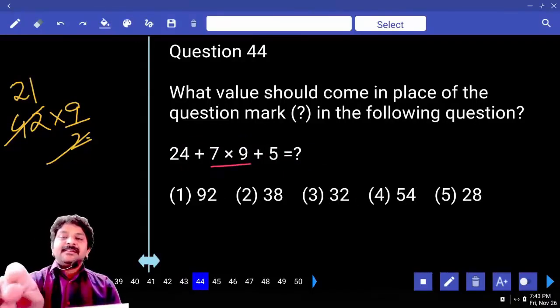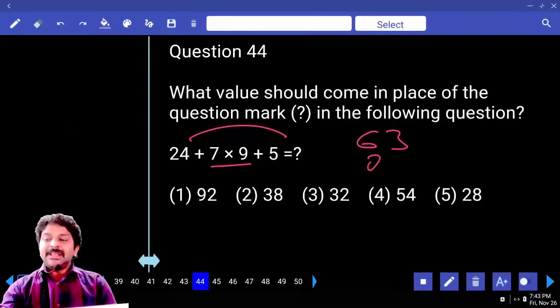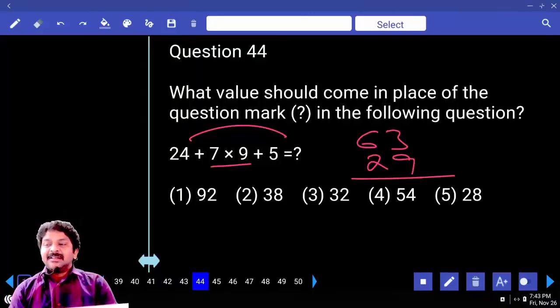Seven into 9, 63. And then positive number 24 plus 5, 20. How much is that? 92. First option.